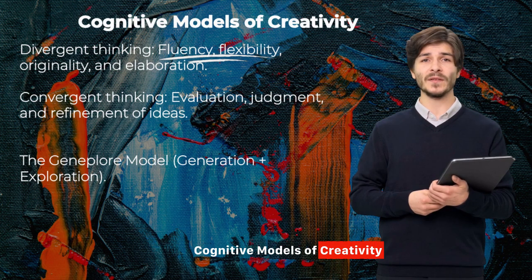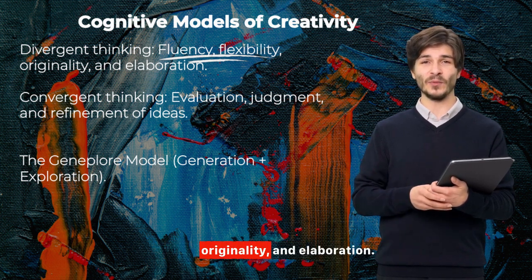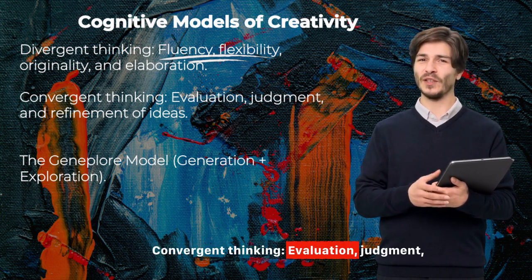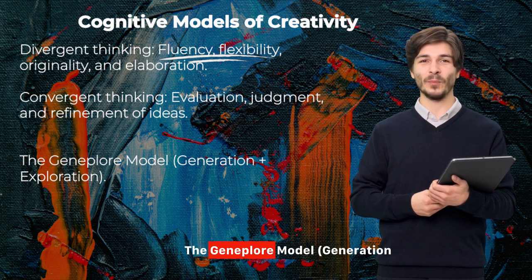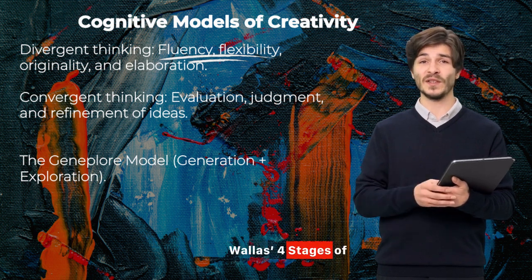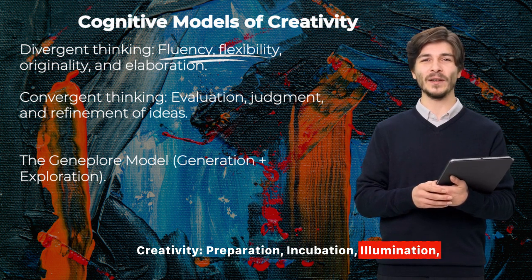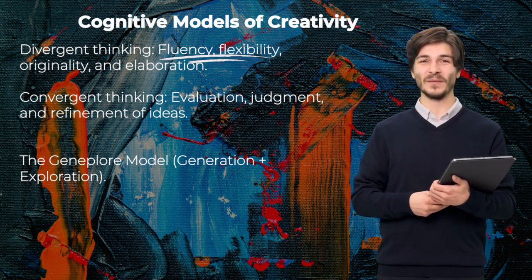Cognitive models of creativity. Divergent thinking: fluency, flexibility, originality, and elaboration. Convergent thinking: evaluation, judgment, and refinement of ideas. The Geneplore model: generation plus exploration. Wallas's 4 stages of creativity: preparation, incubation, illumination, and verification. Remote associations and conceptual blending.